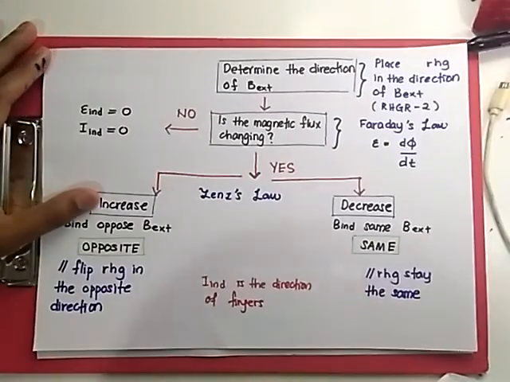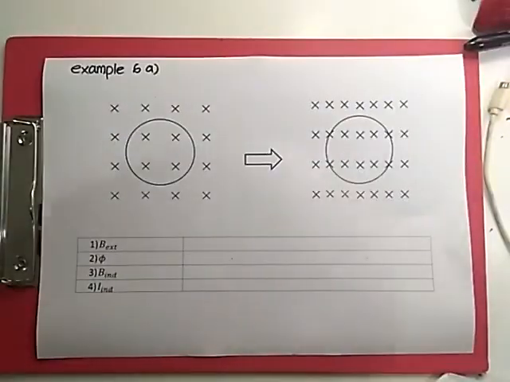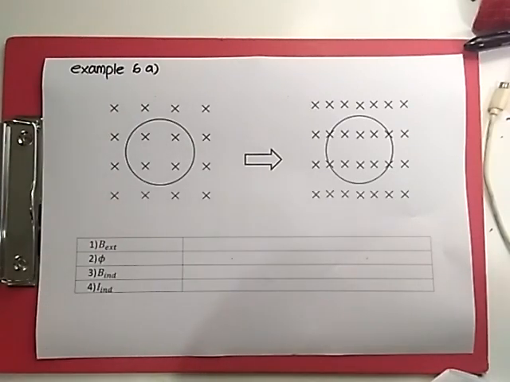So, video ni kita akan bincangkan example 6, learning outcome 5.4b, use Lenz's law to determine the direction of induced current. So, example 6: does the loop of wire have a clockwise current, a counterclockwise current, or no current under the following circumstances?